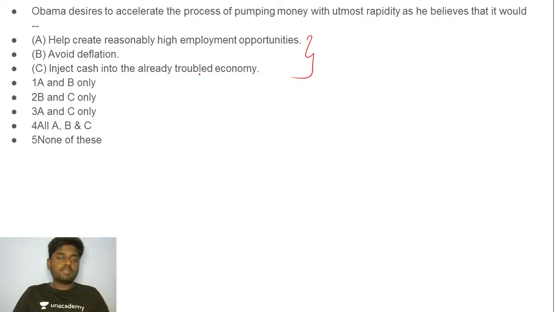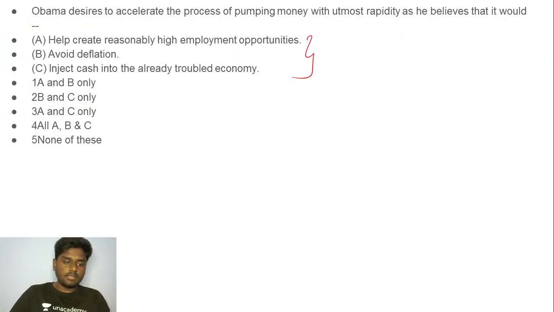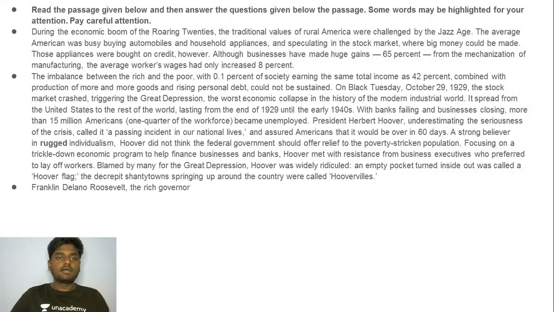So if you refer to Obama, yes, speed is the top priority. He said speed is his top priority because the faster Washington injects cash into the financial bloodstream, the better it stands to help avert a multi-year slump with double-digit unemployment and deflation. So definitely the main purpose of Obama is to get rid of unemployment and deflation, right? That's his main concern. So undoubtedly it's going to be option one, that is A and B only. Nowhere is it mentioned that he wants to inject cash into the already troubled economy. Okay, all good.